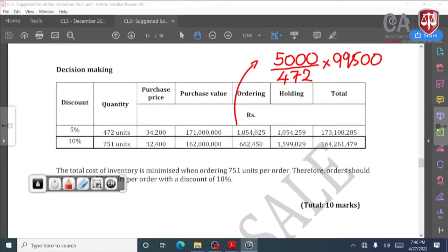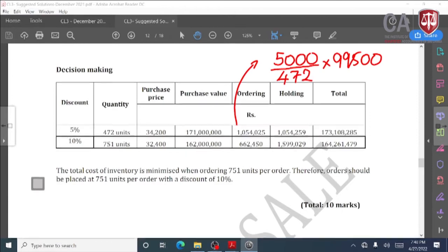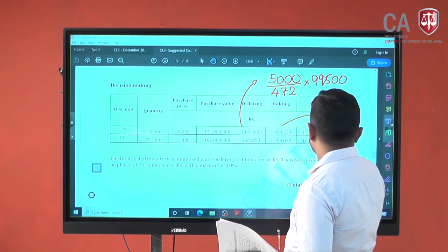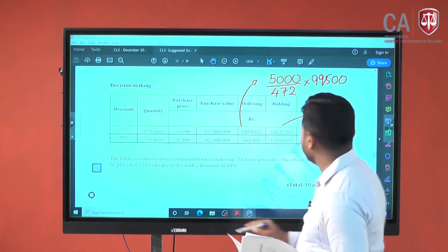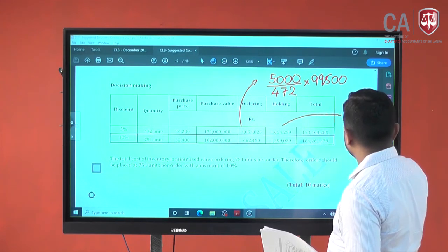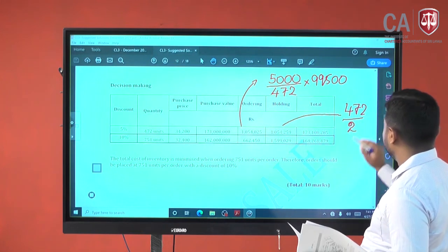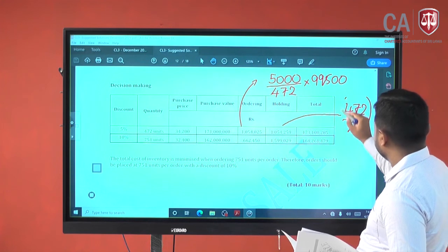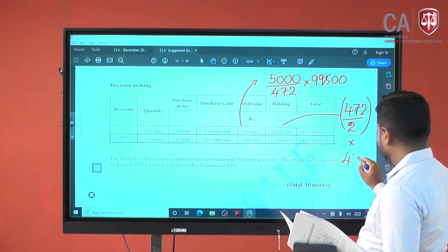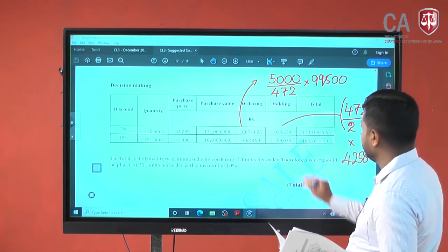Holding cost, we have already calculated the holding cost per unit, 4,467 rupees and 20 cents. Then average order 472. Holding cost you can calculate, because the amount is close to the same. I will show you. Average quantity per order 472 divided by 2, into holding cost per unit. This will be multiplied by the holding cost 4,258. Then you will get the answer.